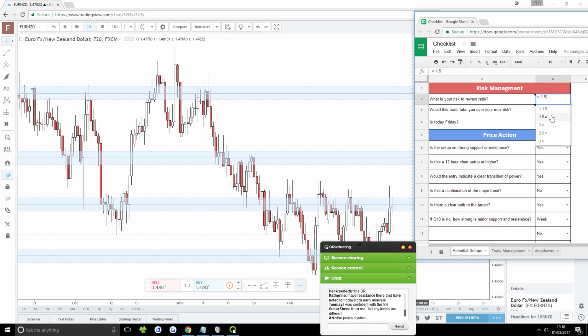But see, if you have equal to or greater than 1.5, and it's not going to take you over your max risk, and is today Friday? No. Is the setup on a strong support resistance area? Let's just say yes for this example. Is the setup on the 12-hour or higher? Let's say yes for this example. Would the entry indicate a clear transition of power? Yeah, let's imagine it would. Is this a continuation of a major trend? Yes, because continuations do tend to be more successful, so it's an important factor. Is there a clear path to the target?